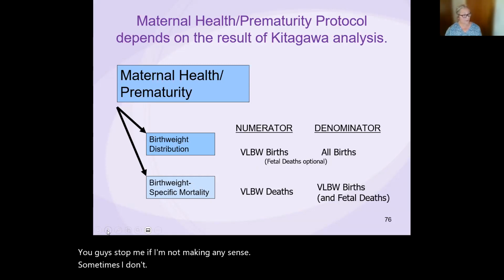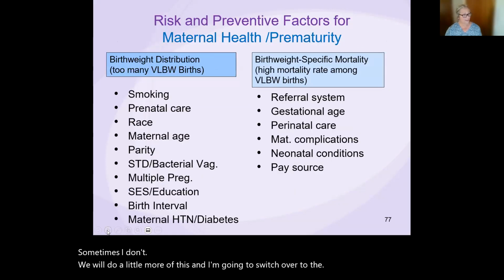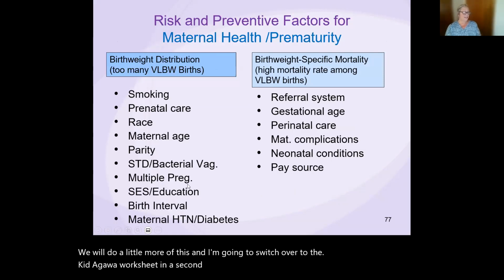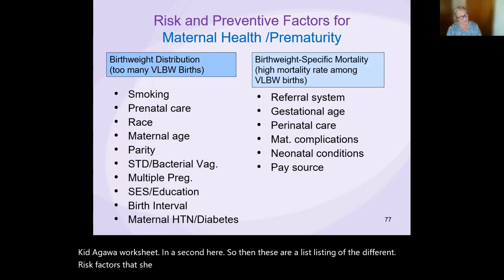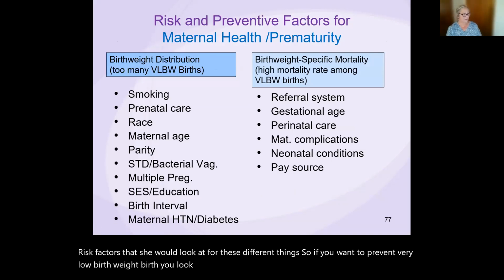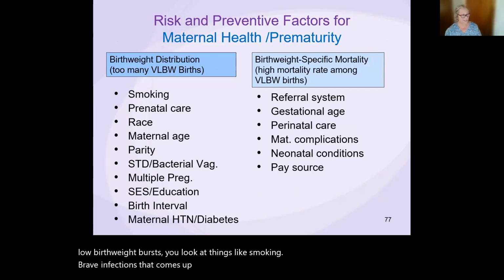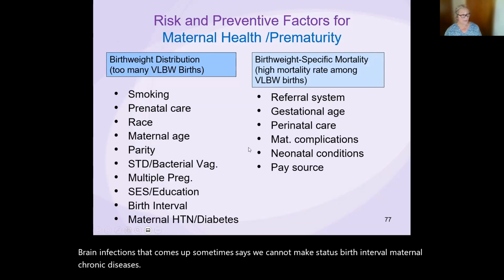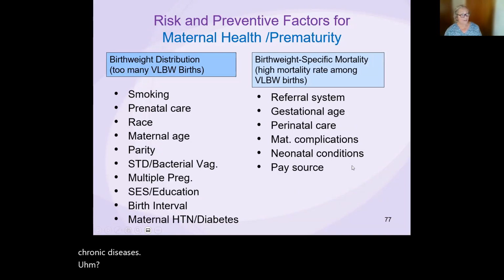We will do a little more of this, and I'm going to switch over to the Kitagawa worksheet in a second here. So these are a listing of the different risk factors that you would look at for these different things. So if you want to prevent very low birth weight births, you look at things like smoking, race, infections that comes up sometimes, socioeconomic status, birth interval, maternal chronic diseases, parity, and multiple pregnancy too. Yeah, I have that too.